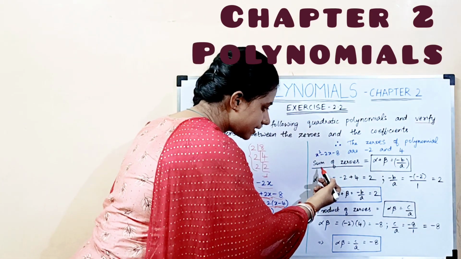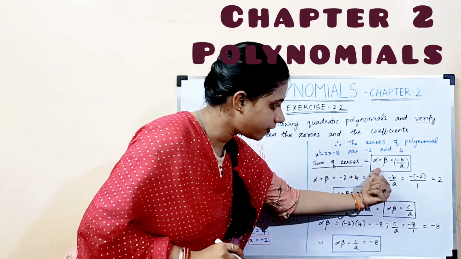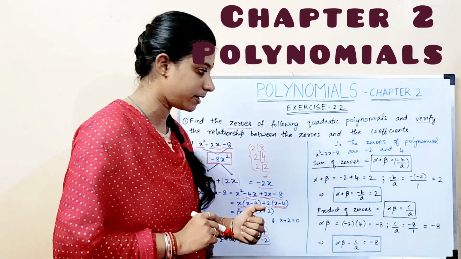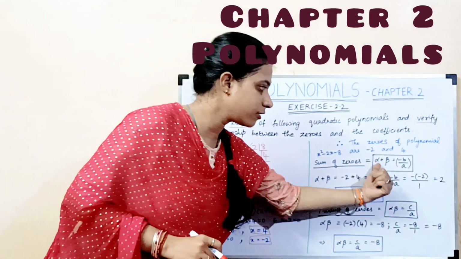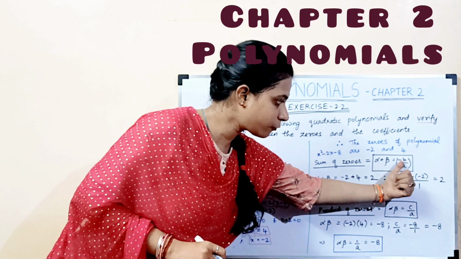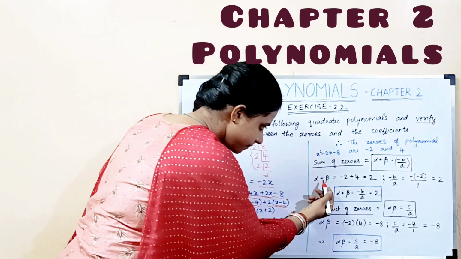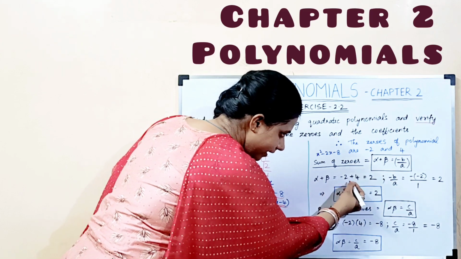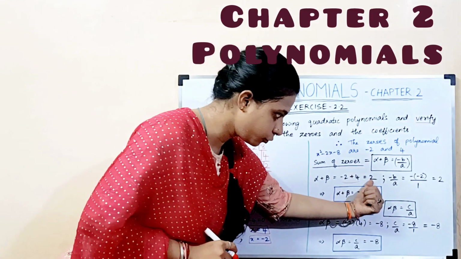Now let's see. First let's take the sum of the zeros, that is alpha plus beta equal to minus b by a, where we have to verify whether the sum of the zeros is equal to the negative of the coefficient of x by the coefficient of x square. That we will check in the next step. So alpha plus beta, we will take the sum of the two zeros, minus 2 plus 4, we get 2.